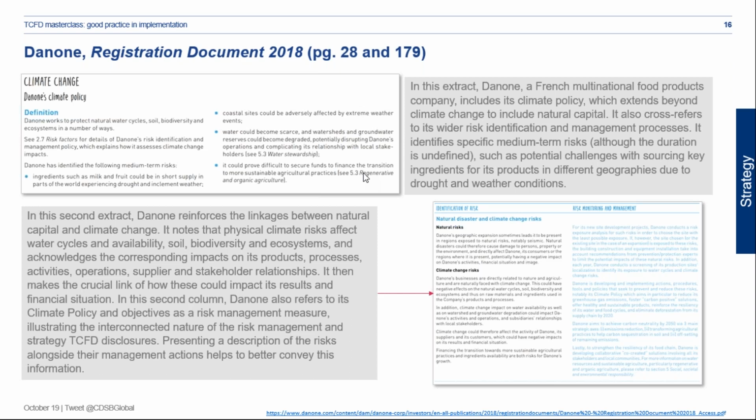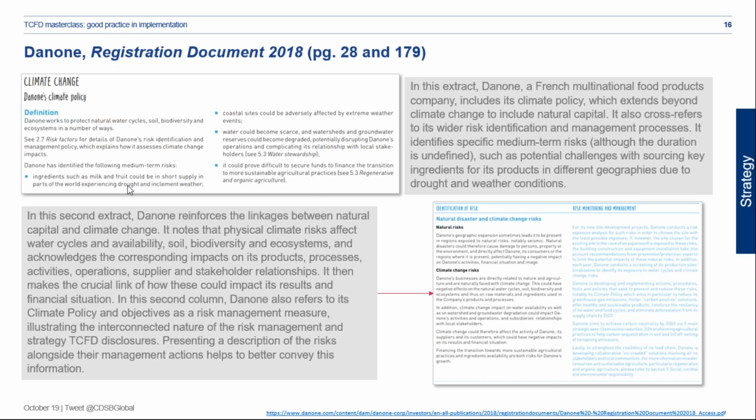So this example is particularly helpful in that it links the company's strategy to its risk management process, and specifically wider risk identification and management. It identifies both midterm risks and then connects those midterm risks to the implications for the business. So in the second disclosure excerpt here, we can see that Danone has identified physical climate risks, and then importantly, it explains the impacts of these risks on its activities, including its operations and supplier and stakeholder relationships. It then goes on to explain how these risks are addressed in its strategy. So as you can see, Danone has presented both a description of the climate risks it faces, as well as Danone's associated management measures to manage those risks.